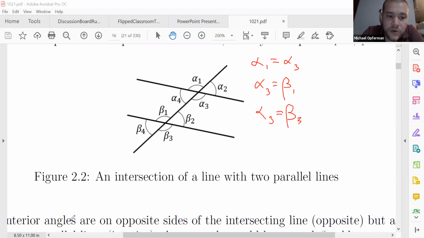And just like there's alternate interior angles, there's also alternate exterior angles. It's the same concept, except you pick two angles that are on the exterior of the intersections, like alpha 2 and beta 4 are equal because those are alternate exterior angles. Again, alternate because they're on opposite sides of the intersecting line, like one's on this side and one's on this side. And exterior because this is the interior down here.